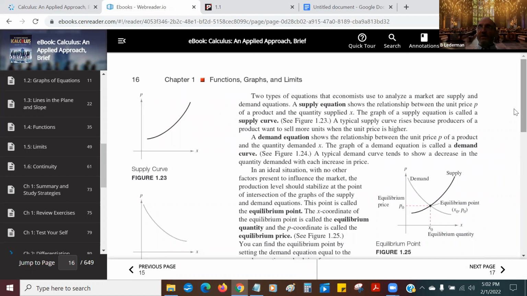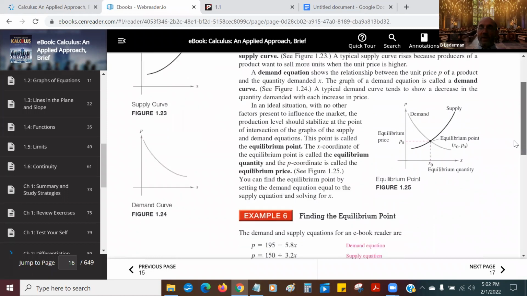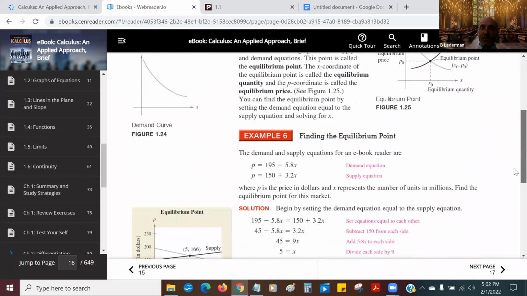Two types of equations that economists use are the supply equation and the supply curve. There's also the demand equation and the demand curve. When supply equals demand, that's the equilibrium point. The demand and supply equations for an ebook reader are P equals 195 minus 5.8x, that's the demand equation, and P equals 150 plus 3.2x is the supply equation. So P is the price.